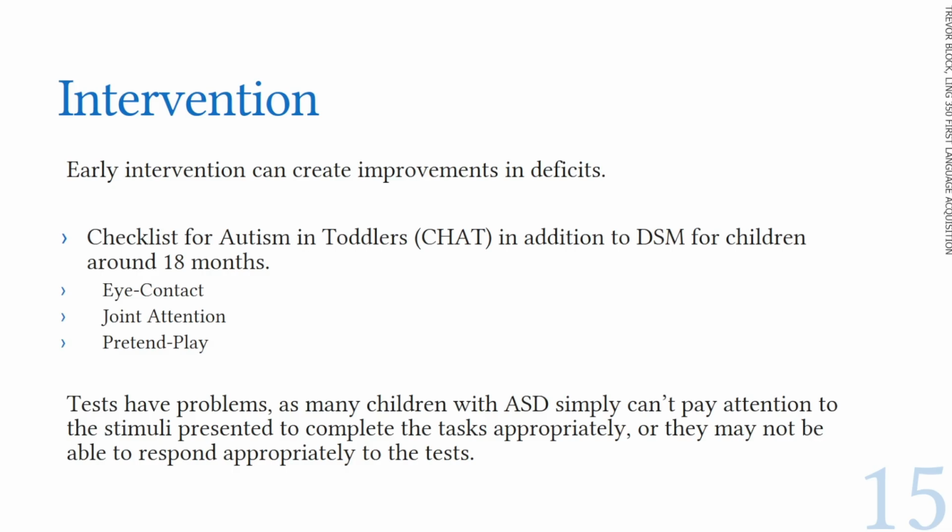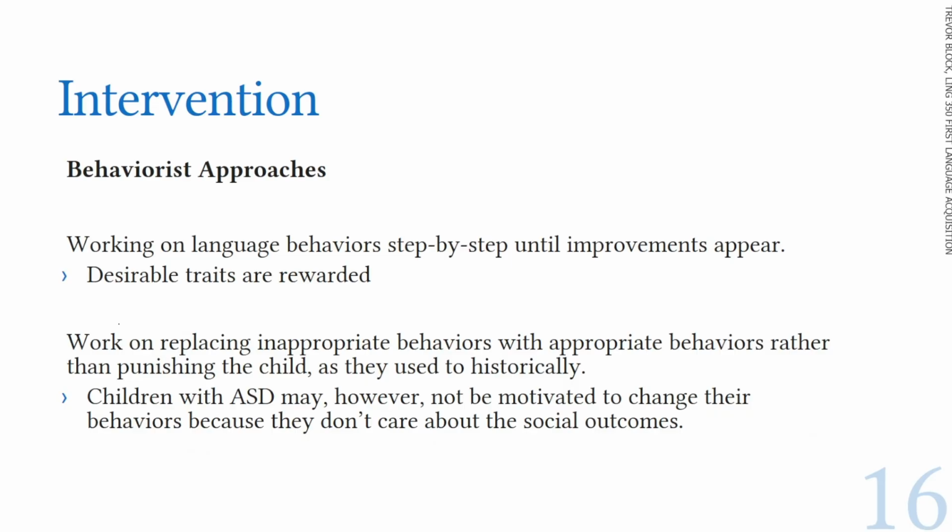So there's a checklist for autism in toddlers called CHAT that looks at things like eye contact, joint attention, and pretend play. Of course, depending on the task for the child, it might not be super useful, especially around 18 months, since children with ADHD or ASD or some DLD might not even be able to do the task or listen to the instructions or understand the task.